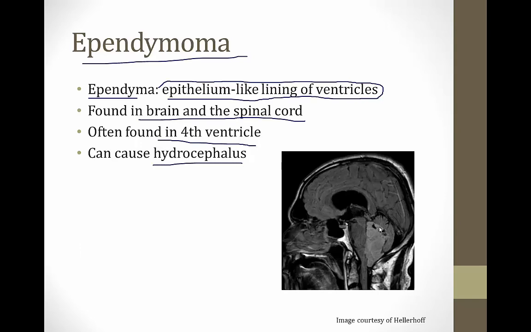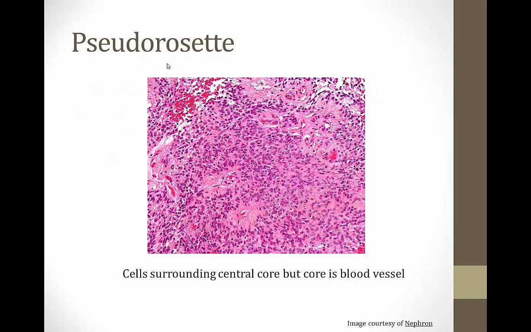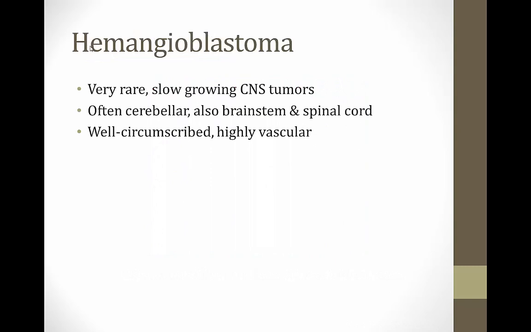And over here on the right is an MRI image of a patient who has an ependymoma, and you can see this large tumor in the fourth ventricle, compressing the brainstem, and it's going to obstruct the CSF flow and give hydrocephalus. The characteristic pathologic finding of an ependymoma is the pseudorosette. Similar to the rosettes in medulloblastoma, these are circular structures, but in this case they're circles of cells surrounding a central core that's a blood vessel.